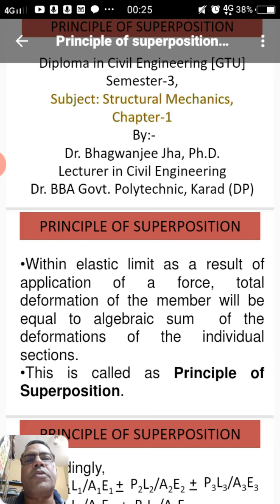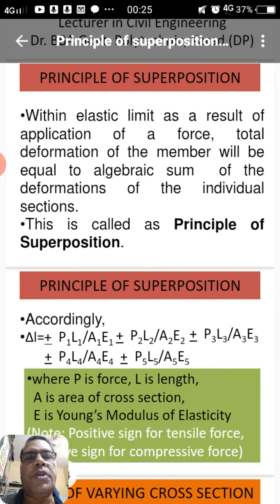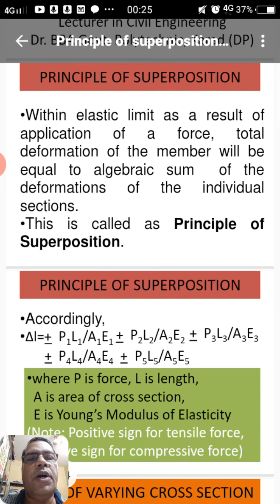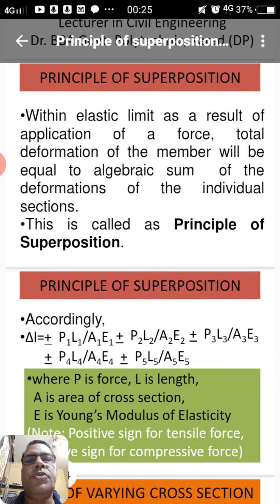The topic of the lecture is Principle of Superposition. Under this topic, we'll learn what is the principle of superposition and how we can apply this principle in solving problems. The statement of the principle is: within elastic limit, as a result of application of a force, total deformation of the member will be equal to the algebraic sum of the deformations of the individual sections, and this statement is known as principle of superposition.